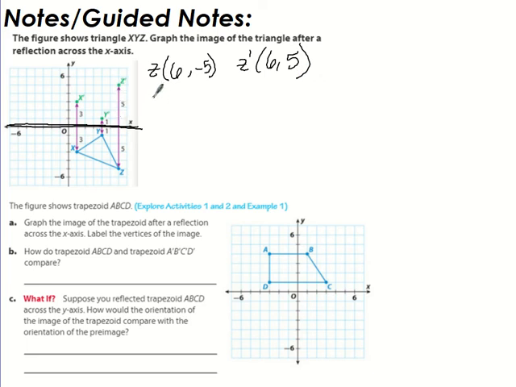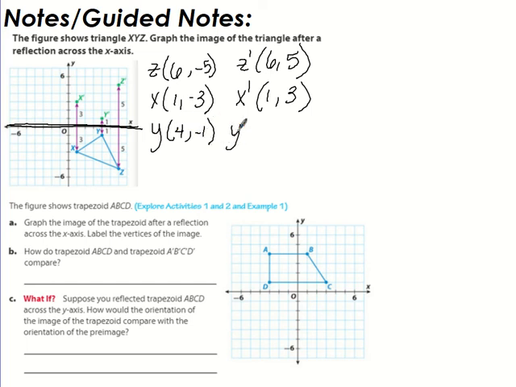So then let's do x. x is at 1, -3. And then x prime is still at 1, but now it's at 1, 2, 3. It's at +3. And then our last one, y, is at 4, -1, and y prime, it's right here, is at 4, 1. So then we can reconnect them. And you'll see it's the same triangle.